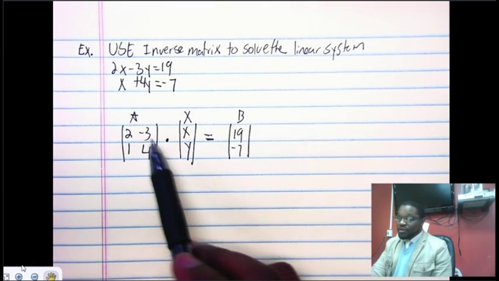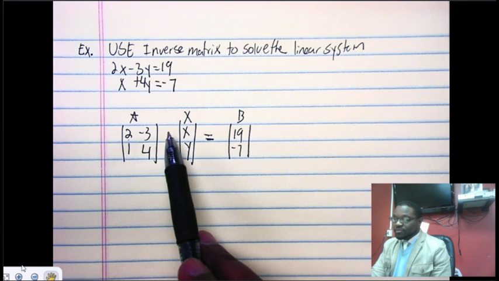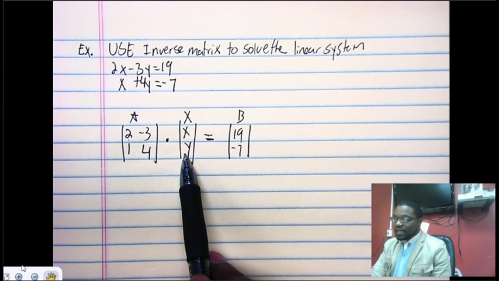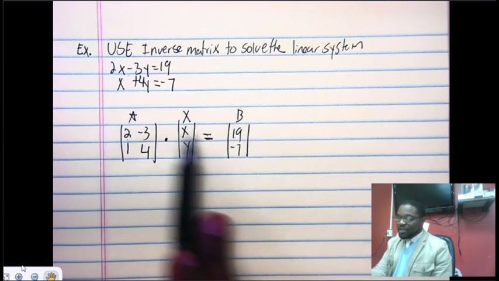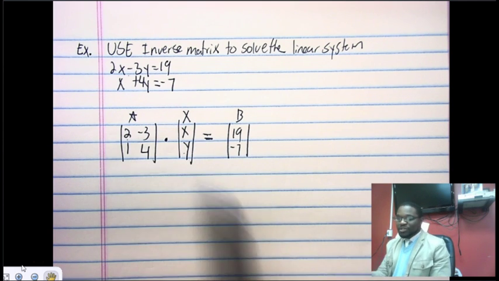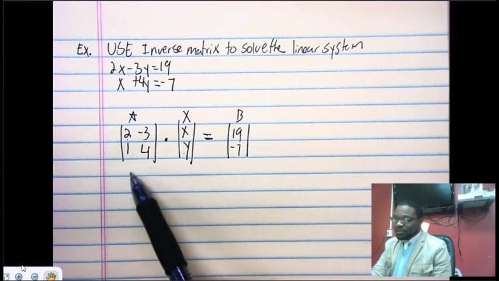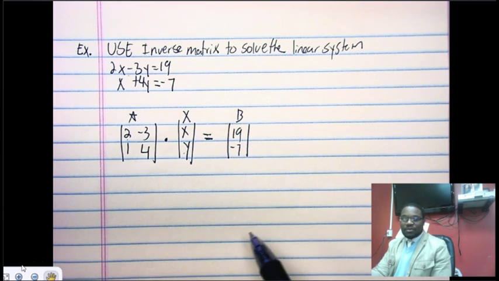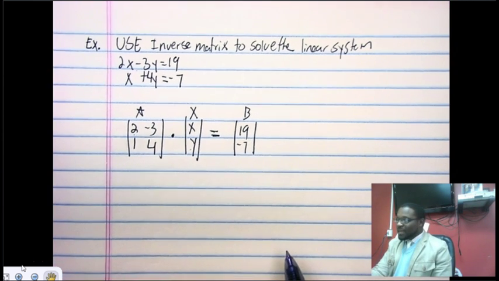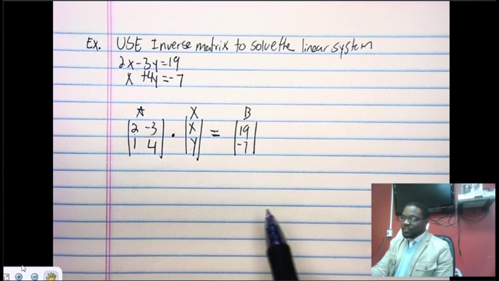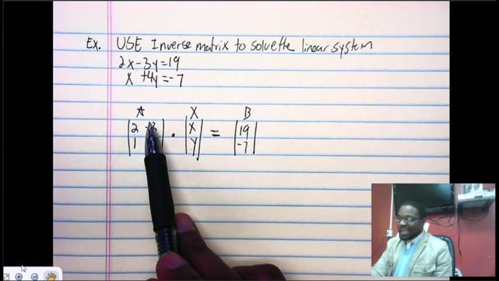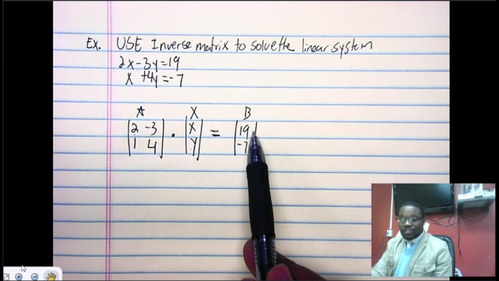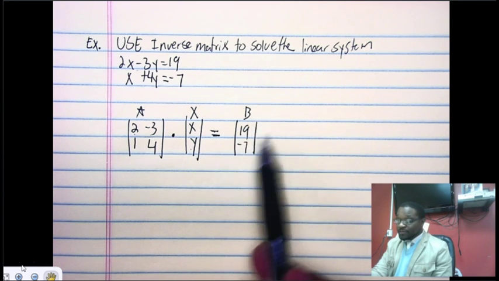And real quick, if we were to just say 2 times X plus negative 3 times Y, that would equal 19. It's the same equation if we did the matrix multiplication. 1 times X plus 4 times Y. You'll still get the same thing. It's actually just the same thing rewritten. And so the basic premise is we first need to find the inverse of A, and we're going to multiply that by B. That's what we're going to do, and do it in front.